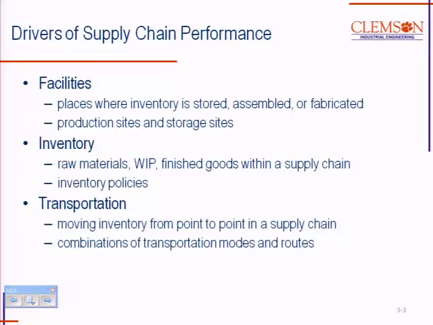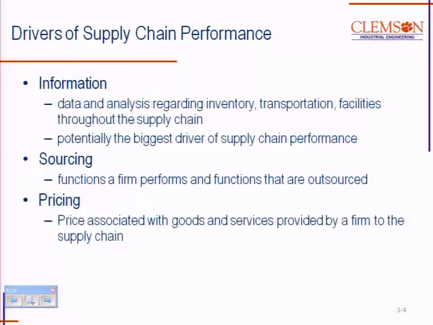Transportation, moving end product, and intermediate work in process, raw materials from point to point. Combinations of modes and routes that we can use. And the fourth one being information. Information has grown by leaps and bounds over the past 20 years, and with the all-encompassing systems that are now in place in large companies, going from the origination of MRP to ERP systems that basically tie in all the different business units that exist in a firm.